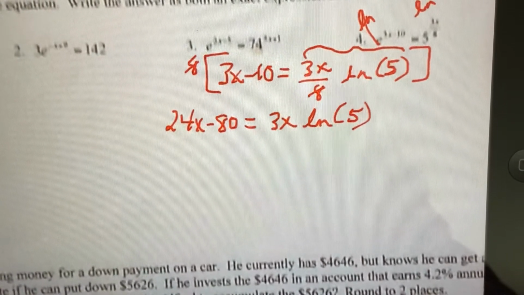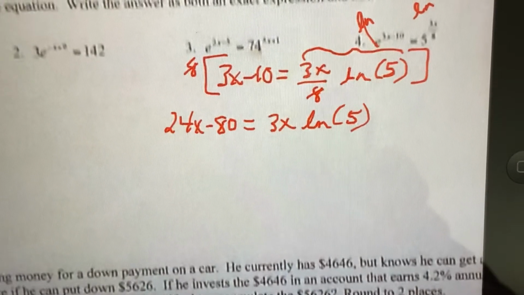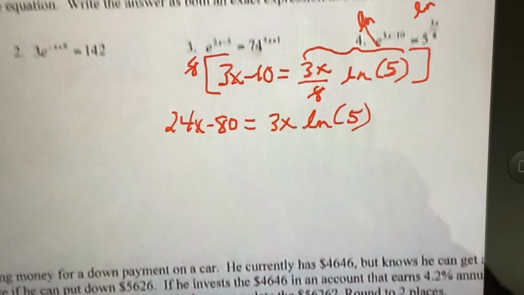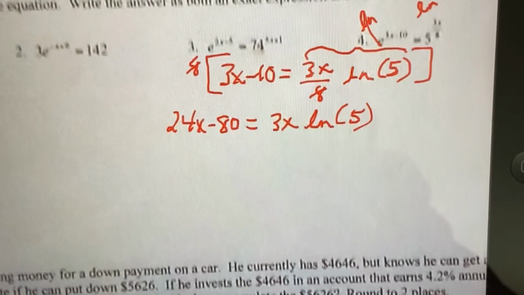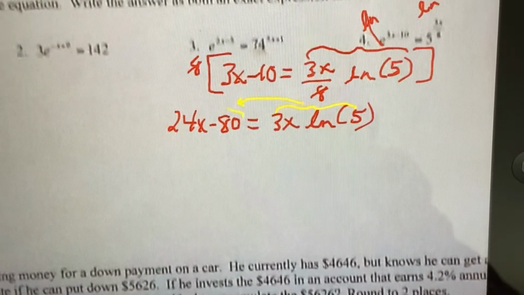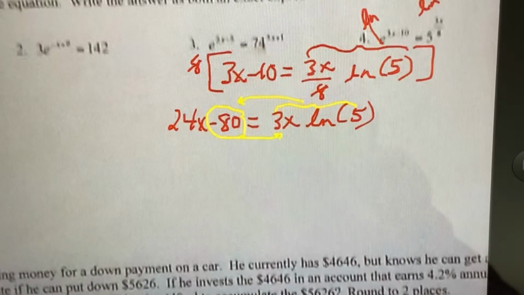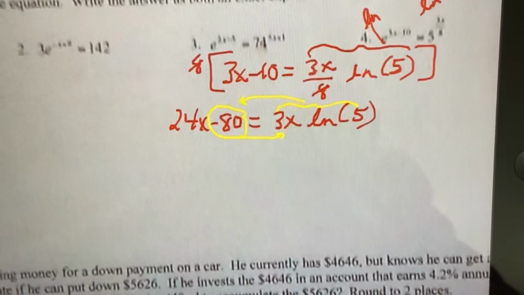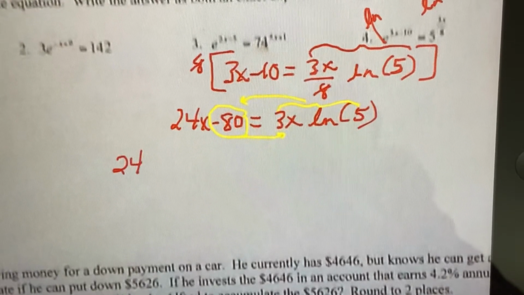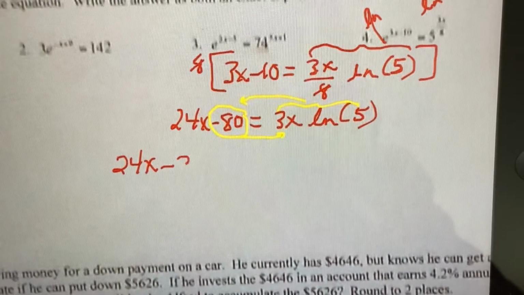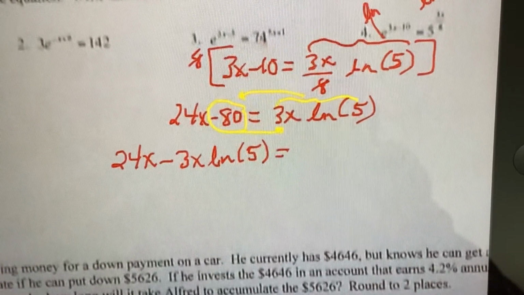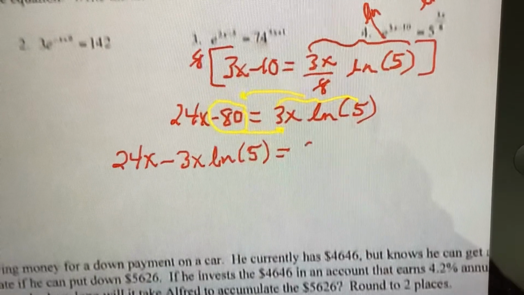And when I get to here, I'm just going to get x on one side. So this is actually just a skosh easier. This is saying I'm going to take this entire term here over to the left, and I'm going to take this entire term here to the right, because I want to pair up everybody with an x on the left. So it's going to look like this: 24x minus 3x natural log of 5 equals, and then when I take negative 80 over to the right, it's going to be positive 80.